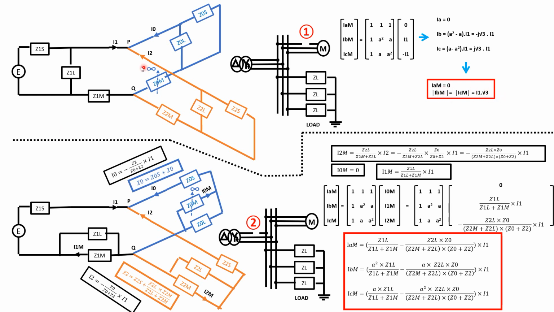But here, what's the difference between this and this? In this one, the load is parallel with the motor. It's not parallel with the source. So if we compare these two circuits to each other, in one the load is going to be parallel with the motor, and in the other the load is parallel with the source. Now the load is parallel with the motor.